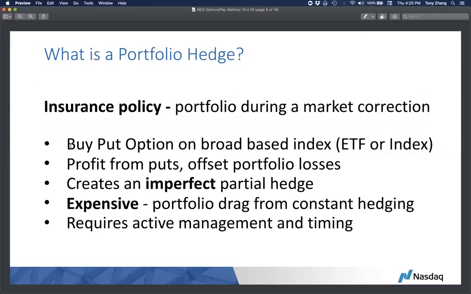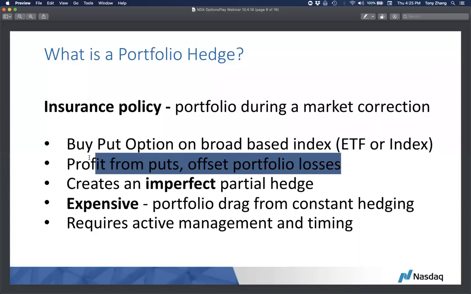However, we're going to show you why the index options will provide you some additional efficiencies for using put options on the index versus the ETF. By buying this put option, you profit from the puts as the market sells off. That offsets the portfolio losses as the market starts to correct or fall. The goal here is simply to have the puts offset the losses that you have in the portfolio to some extent.